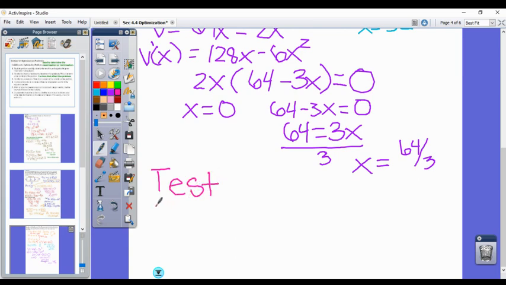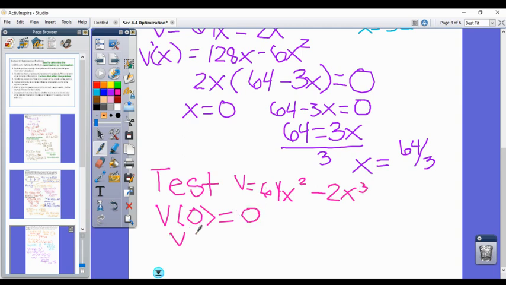Okay, so when you plug in 0 for x into the volume, 64x squared minus 2x cubed, you're going to get 0. And when you plug in 32 for x, you're going to get 0. All right, now let's see the fun one, when I plug in 64 over 3.